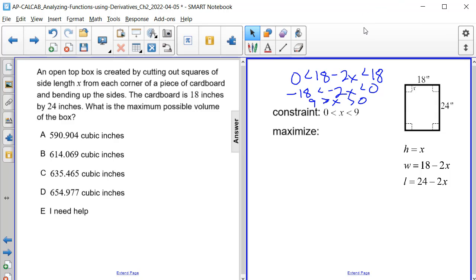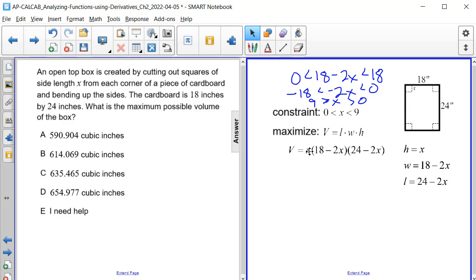Next, we need to determine the equation that needs to be maximized or minimized. And we're trying to find the maximum possible volume. Okay, so we need to find the volume of our box. Well, the volume of any rectangular prism or box is length times width times height. And now we can also put them all in terms of one variable because the height is x, the width is 18 minus 2x, and the length is 24 minus 2x.